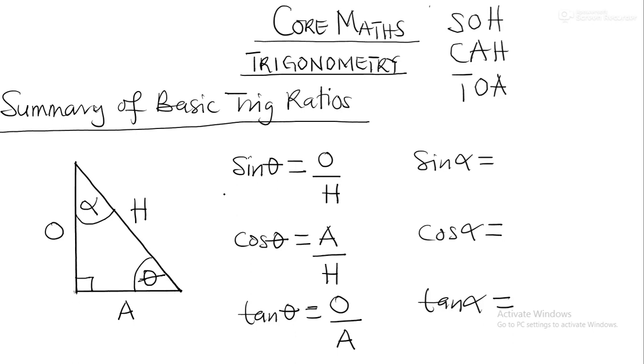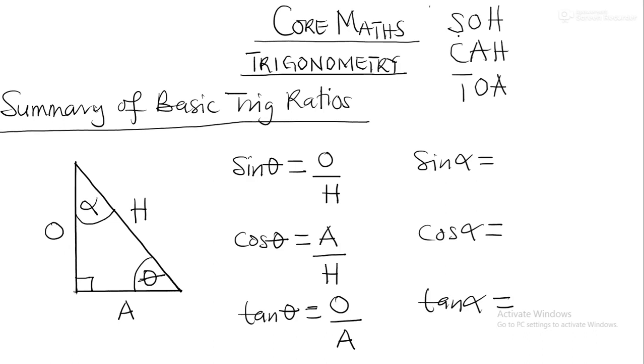When we want to make reference to the angle that gave out the ratios, we can have sine theta, cos theta, and tan theta, with theta as our reference angle. If we are using alpha as our reference angle, then it's going to be sine alpha, cos alpha, and tan alpha. Sine theta is opposite over hypotenuse, cos theta is adjacent over hypotenuse, and tan theta is opposite over adjacent.